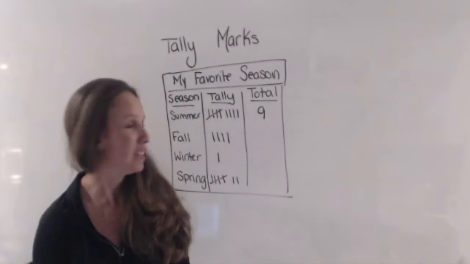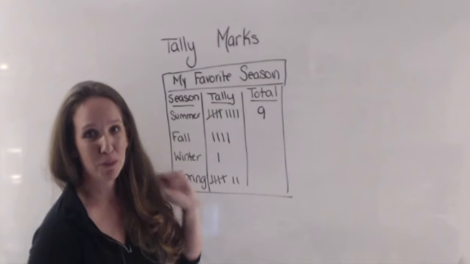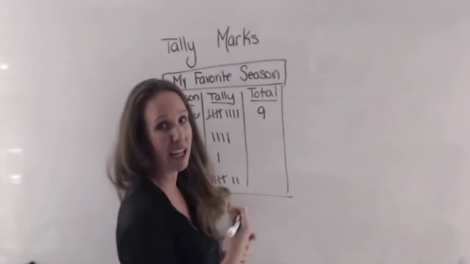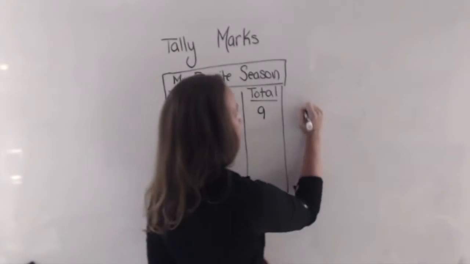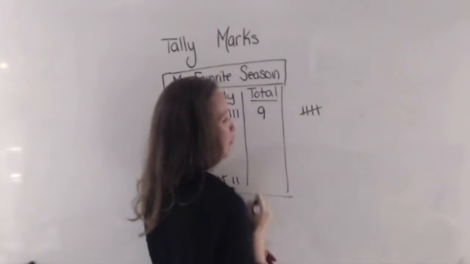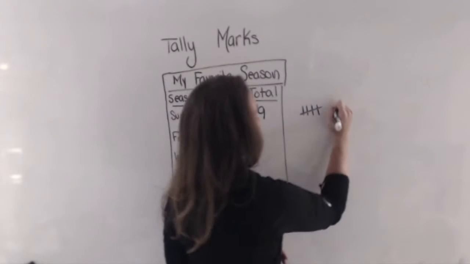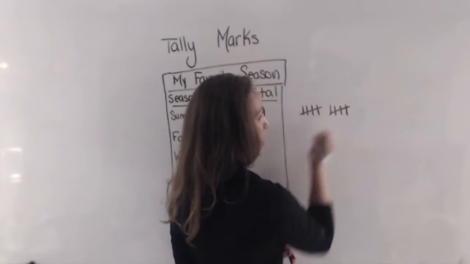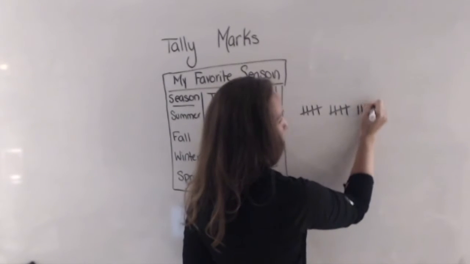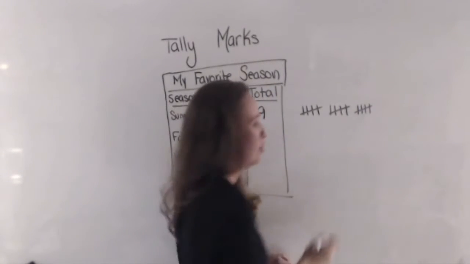The way they work is 5 is represented by a little line that hugs through all of them. So we're counting by 5s. For example, 1, 2, 3, 4, then a hug, 5. We can do 1, 2, 3, 4, another hug, 5. 1, 2, 3, 4, and another hug, 5, 1, 2.